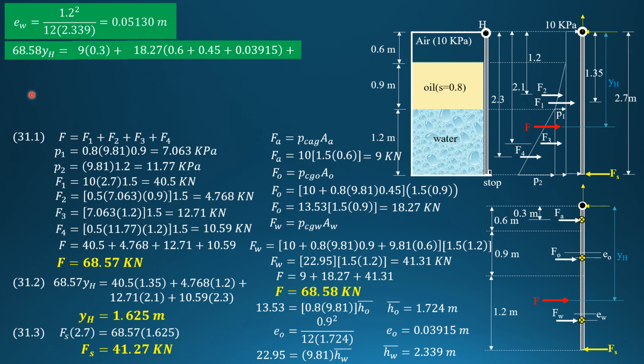So using your calculator there, you'll get YH equals 1.625. It's the same. And the last one, it's the same. Fs times 2.7, summation moment about the hinge equals F, 68.58. I just use this result here times 1.625. So F sub S is 41.275. They are still practically the same.